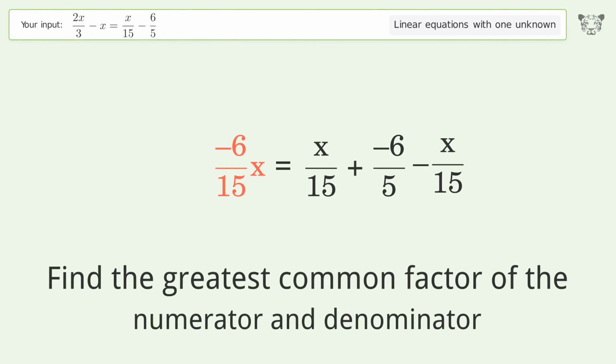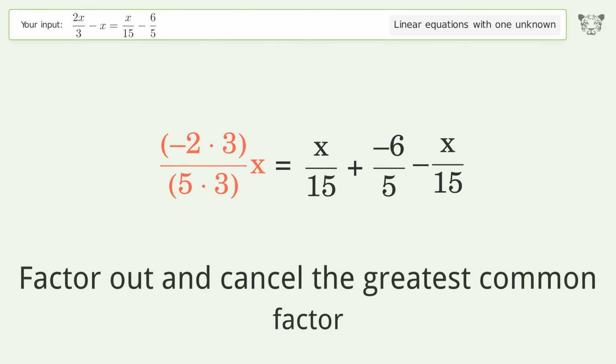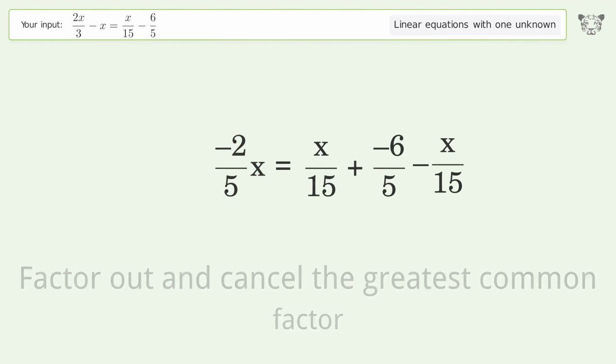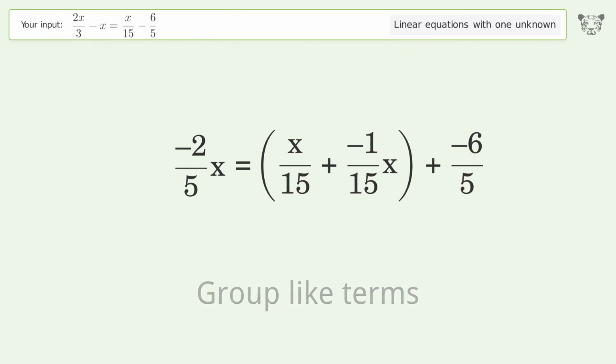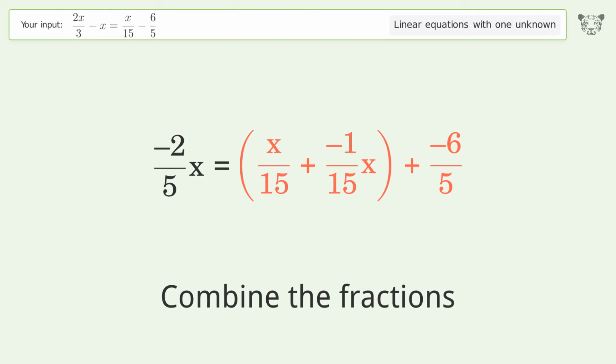Find the greatest common factor of the numerator and denominator. Factor out and cancel the greatest common factor. Group like terms. Combine the fractions.